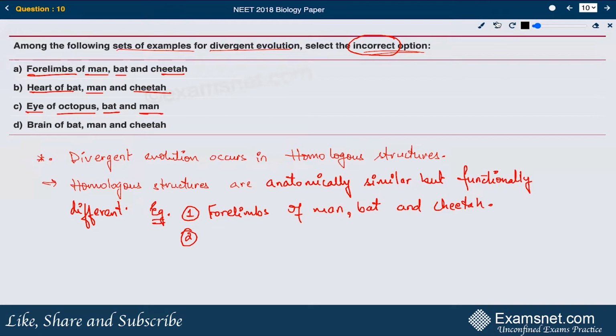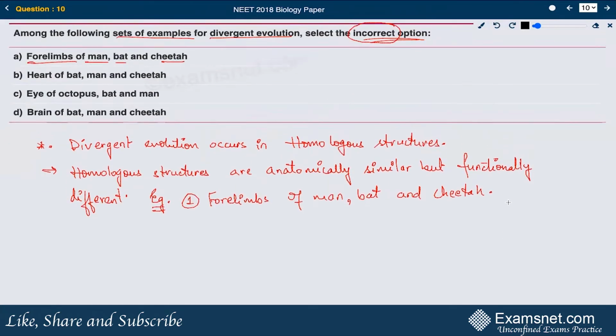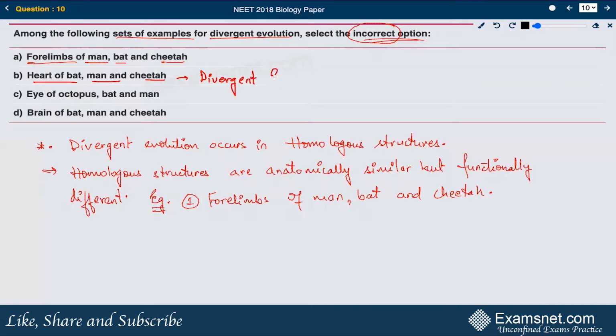All right. So we can say that this is also indicating divergent evolution. That means these are homologous structures.